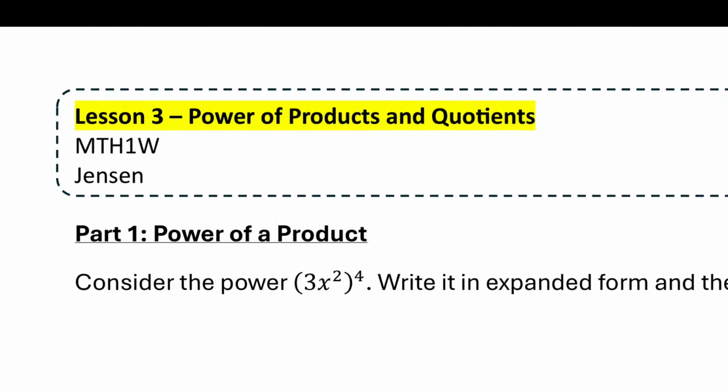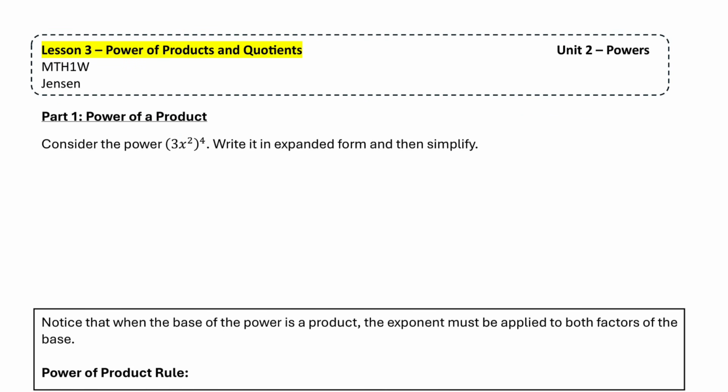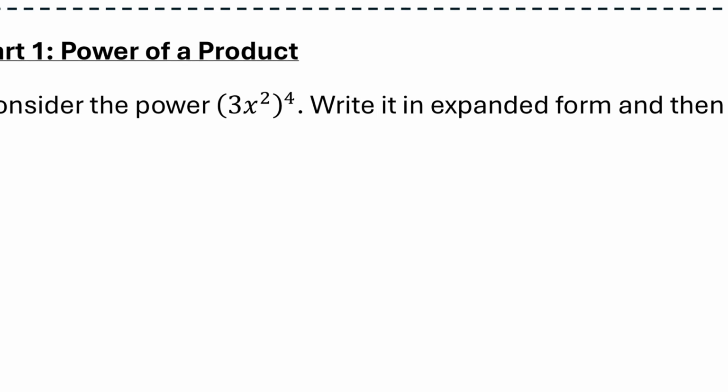To be able to come up with a rule for how to simplify a power of a product, let's take this power, 3x squared to the power of 4, write it in expanded form, and then simplify it to see what happens. So let's look closely at this power. The base of the power is 3x squared, and the exponent is 4. That means we have 4 factors of 3x squared being multiplied together.